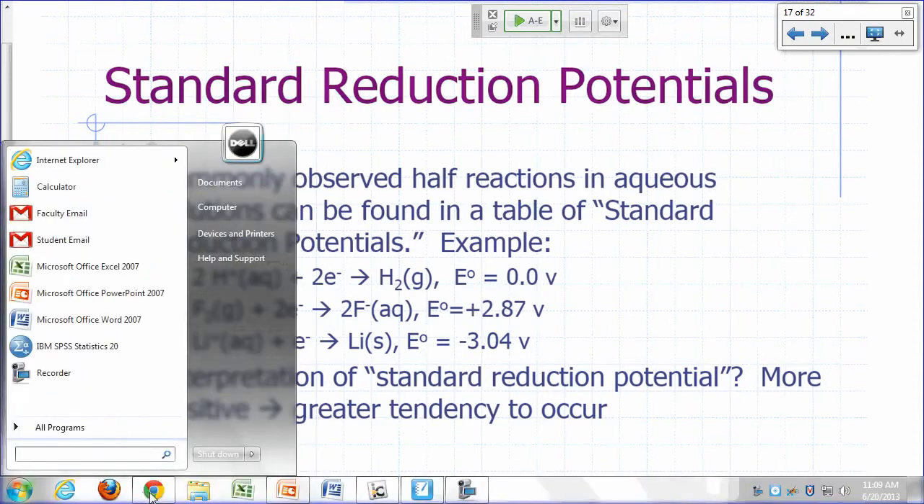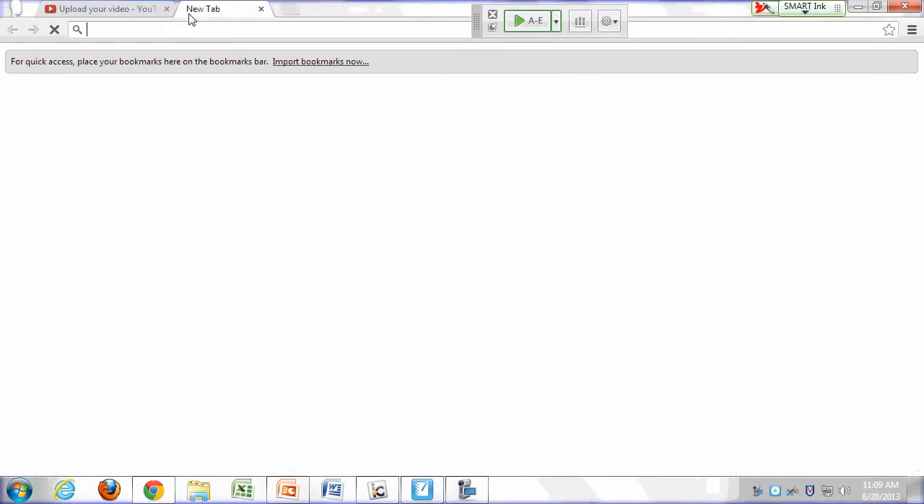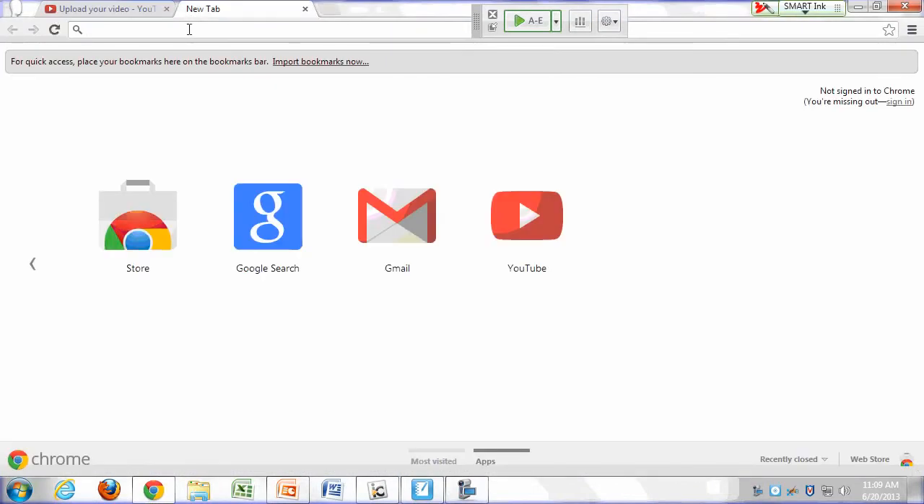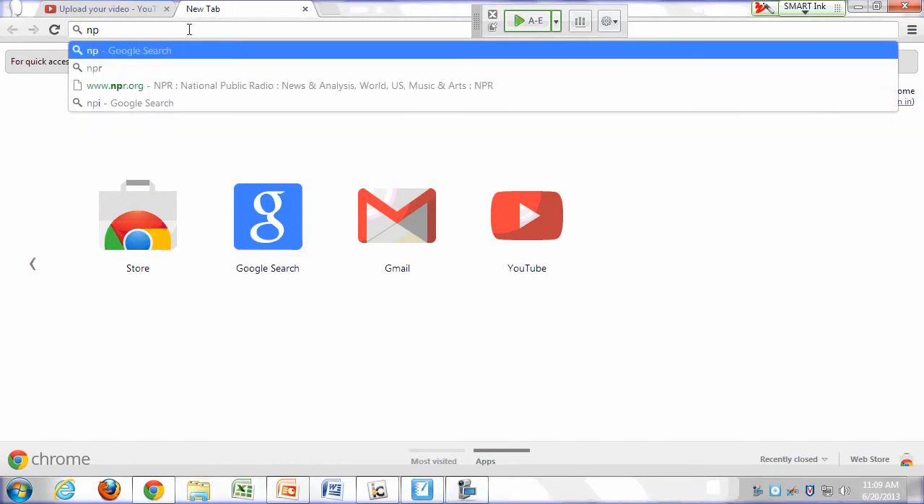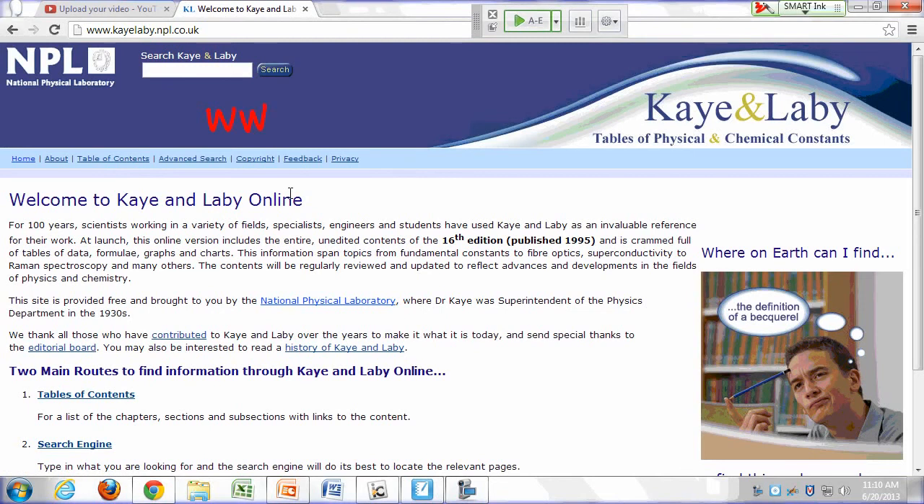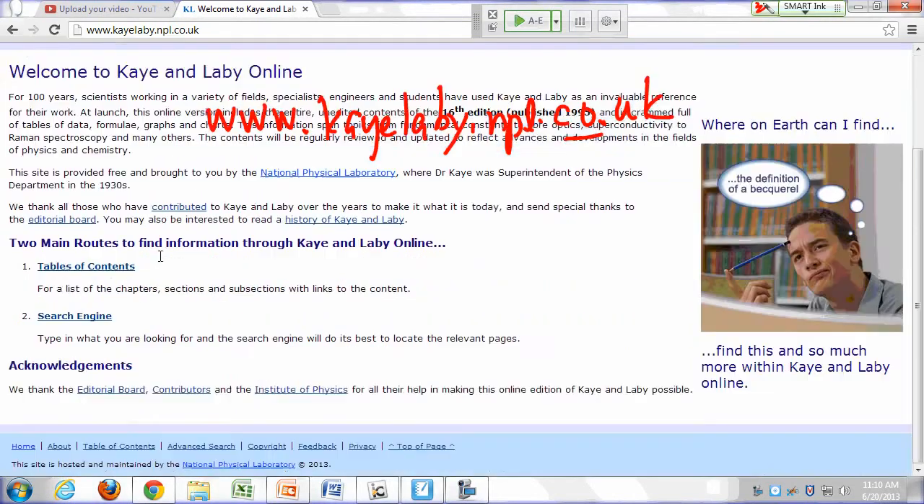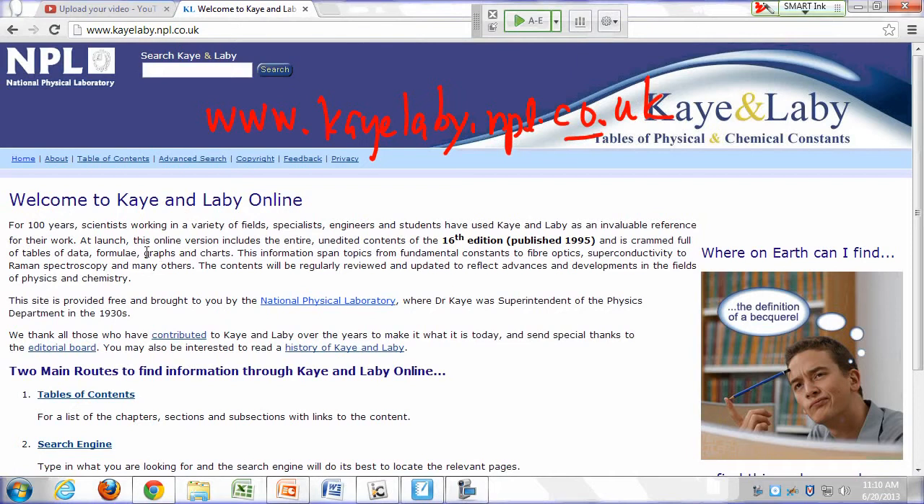One website that I like to go to that has all that information: do a search for the National Physical Laboratory in the UK. The address is www.kaye.npl.co.uk. CO is what they have; it's like their .com over there, for company, corporate. If you go to that website, that is where you find a lot of data. So you go to the table of contents.